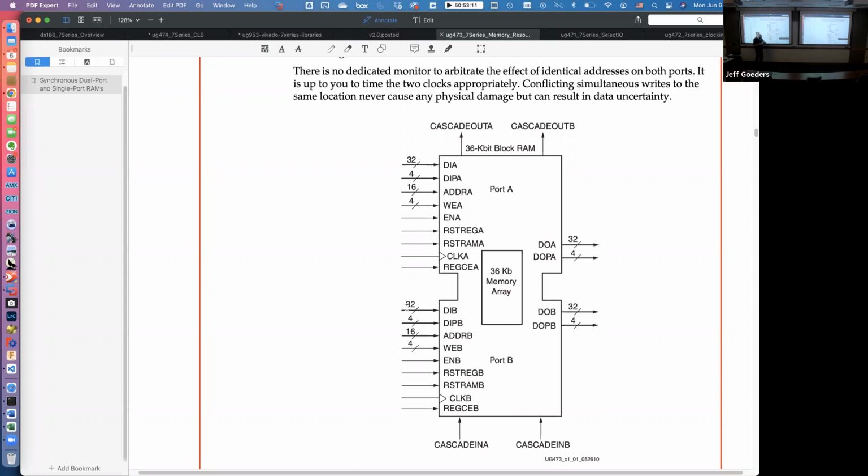That's kind of cool. Now, what happens if you are reading and writing from the same location on different clock edges? You might get some weird behavior, so you're going to have to think about it, but it supports that.